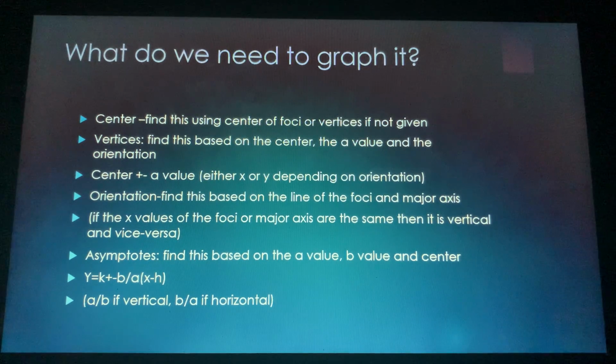Like we said, whichever value changes between the foci, the center, and the vertices, if their x value changes, it's horizontally oriented. If their y value changes, it's vertically oriented. Now the asymptotes, well, we just went over that. You need the a value, the b value, and the center, because it's y equals k plus or minus b over a times x minus h if it's horizontal, and a over b if it's vertical.